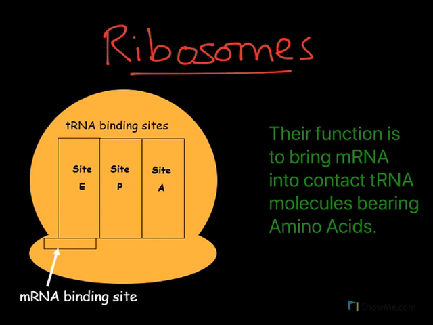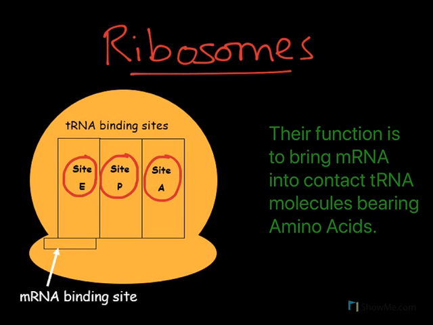Another important part of the process are ribosomes. They have a binding site for mRNA and three binding sites for tRNA molecules. Site P holds the tRNA carrying the growing polypeptide chain. Site A receives a tRNA bearing an amino acid to be joined to the growing polypeptide by a peptide bond. And site E discharges a tRNA molecule from the ribosome once its amino acid has become part of the chain.